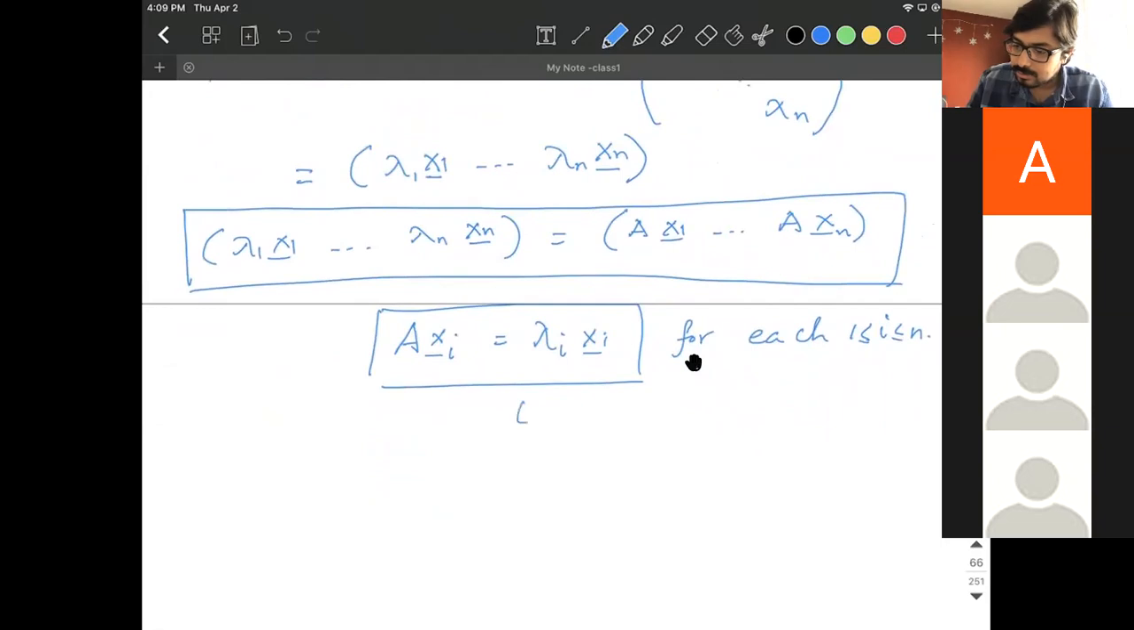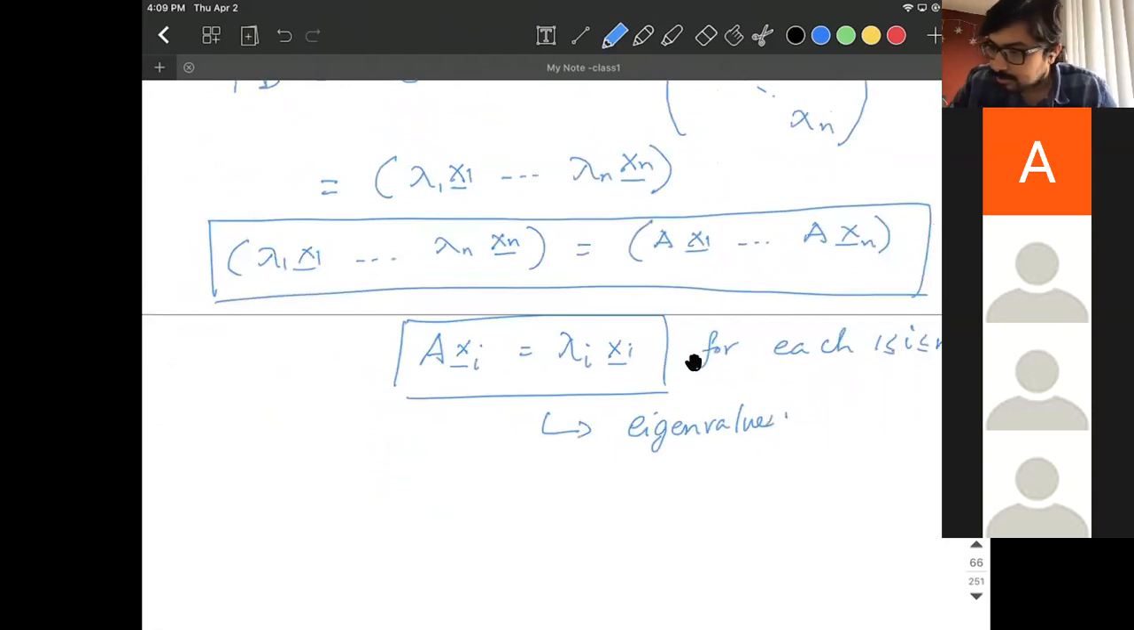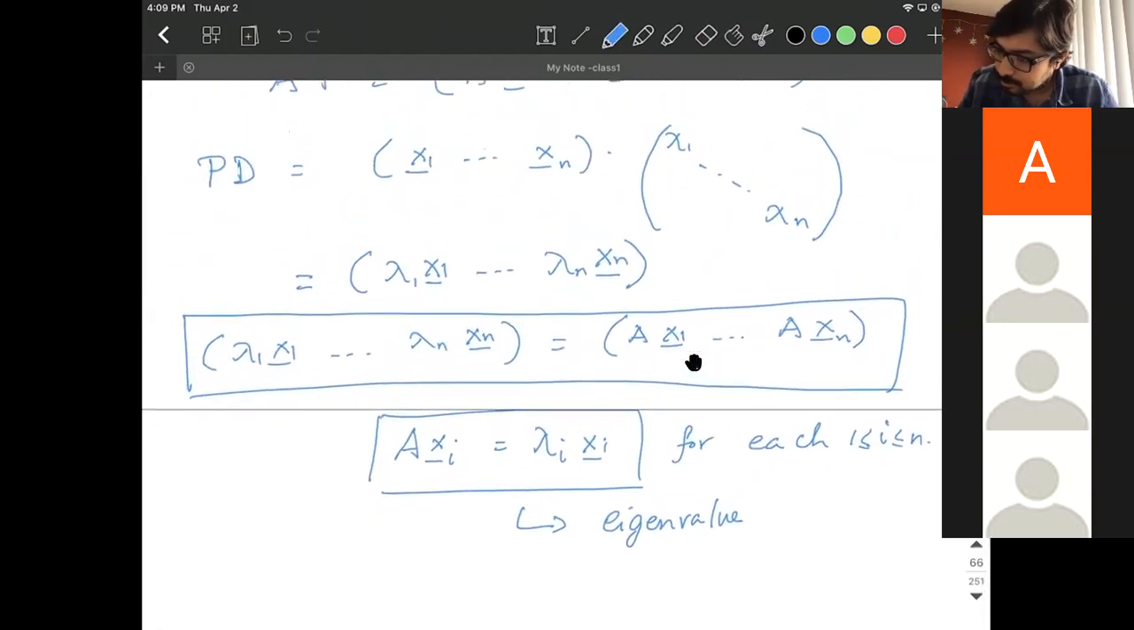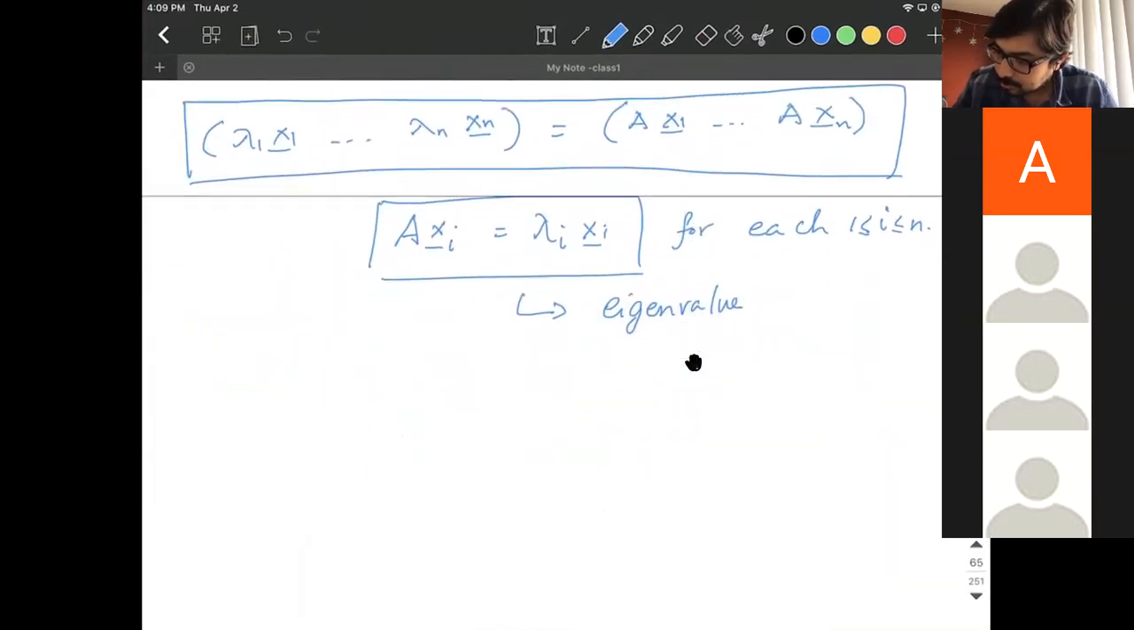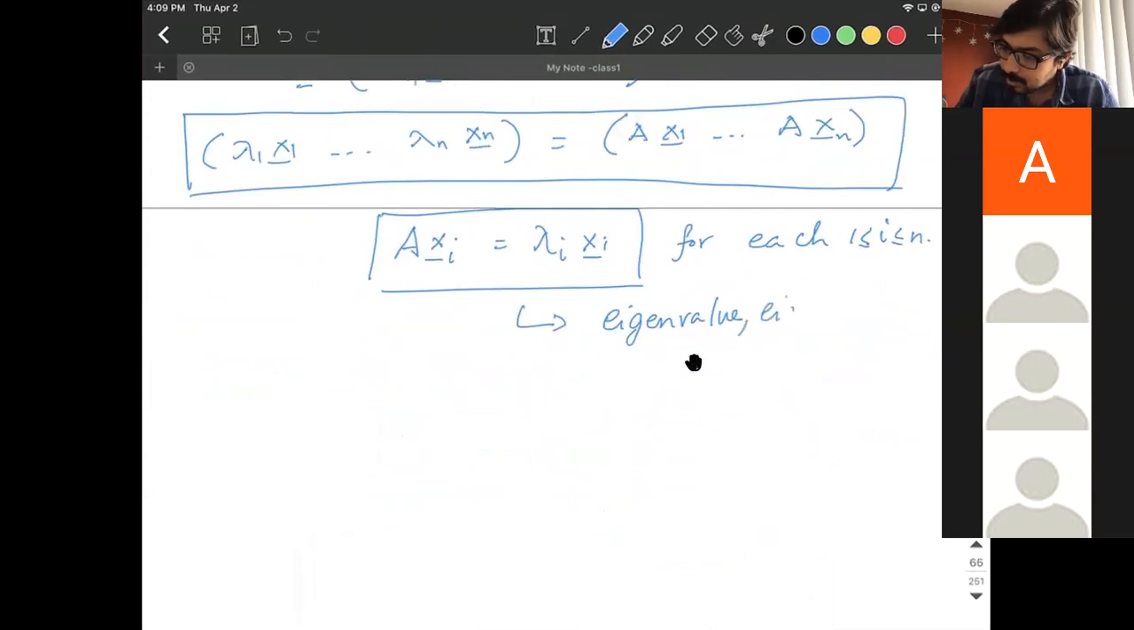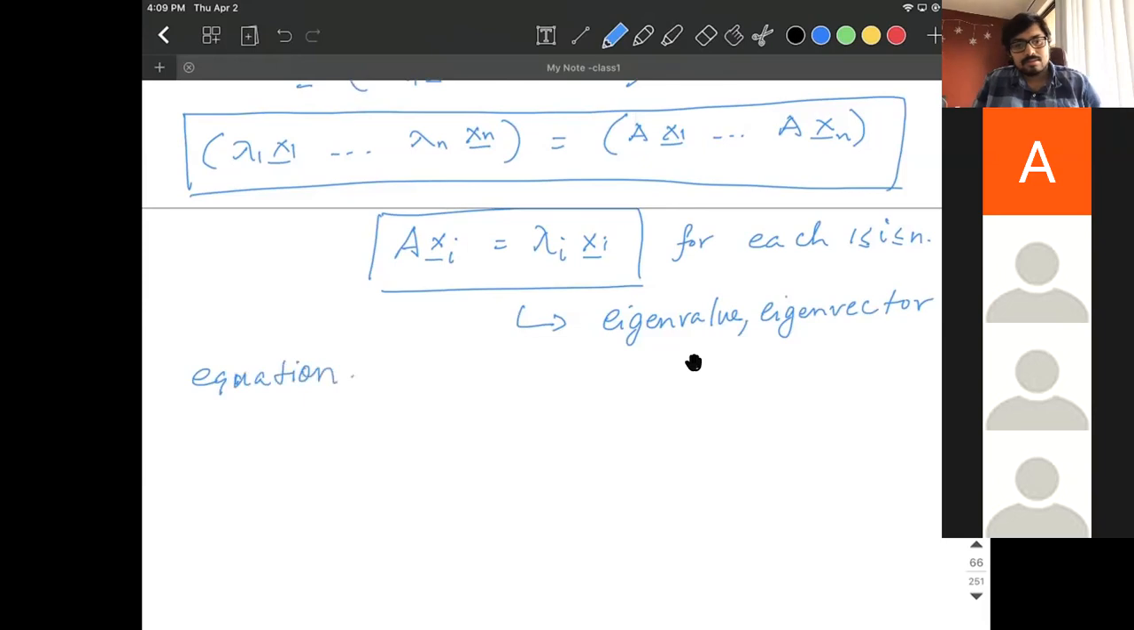So this is an eigenvalue, eigenvector equation. So what it means is that this lambda I comma xi is an eigenpair.